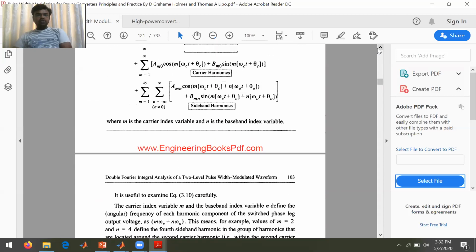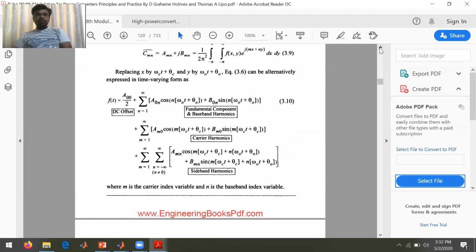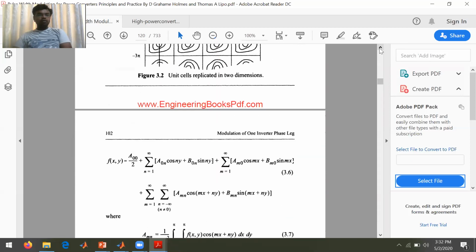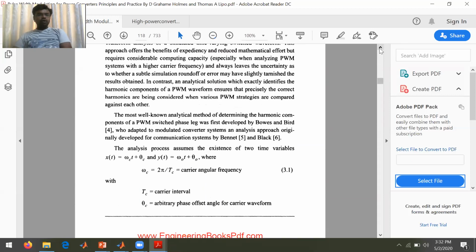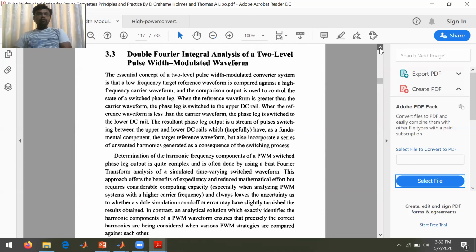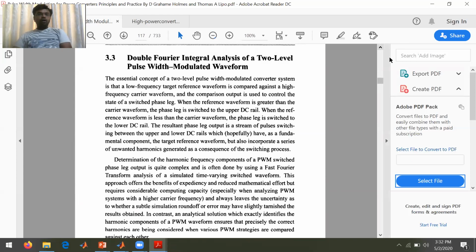Now we'll discuss this one. Actually, why you have to apply this double Fourier series concept: when you compare a low frequency reference wave against a high frequency carrier wave, then you have to apply it. See here, you can see it carefully. The essential concept of a two-level pulse width modulation converter system is that a low frequency target reference waveform is compared against a high frequency carrier waveform, and the comparison output is used to control the state of the switch leg.